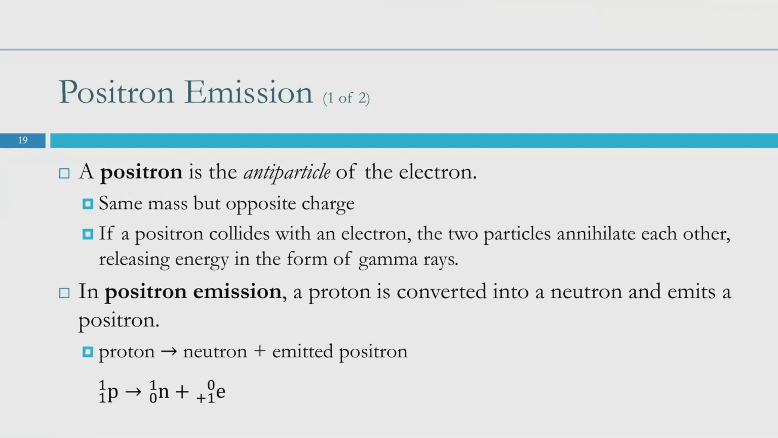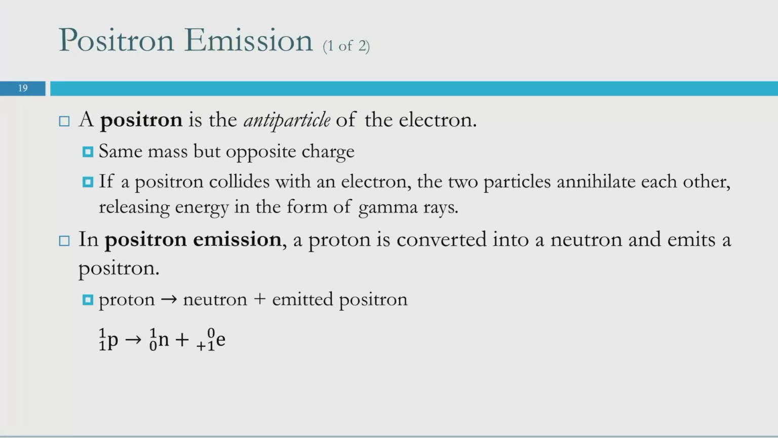Our fourth, and not final, surprisingly, is positron emission. Positron emission is the antiparticle, the opposite particle of the electron. So it's basically an electron, but positive. It's a positive electron. If a positron and an electron collide, they annihilate each other. So they just poof, they're gone. Or something like that, and then they release a bunch of energy as gamma rays.